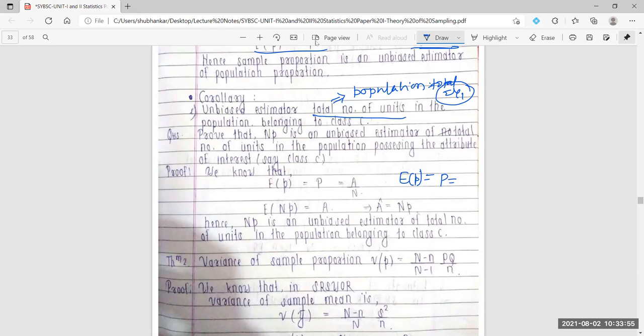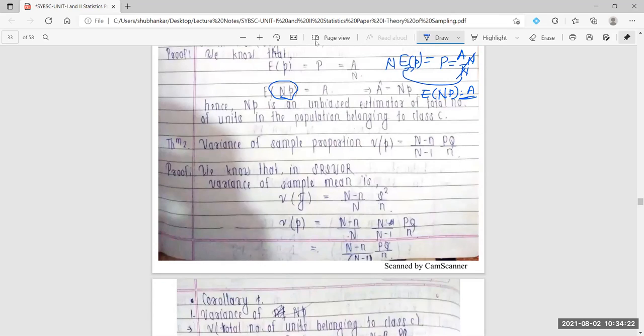What does capital P mean? A by capital N. So if we multiply capital N on both sides, the N gets cancelled and the expected value of capital N into small p is equal to A, which is the unbiased estimator of capital A. That means capital N into small p is an unbiased estimator of the total number of units in the population belonging to the class C.